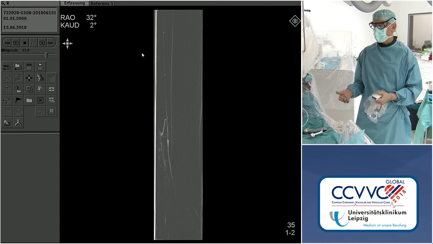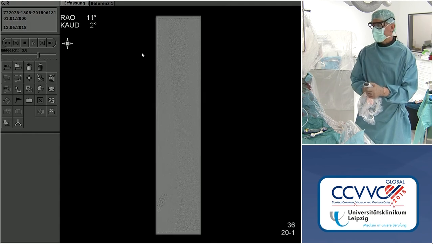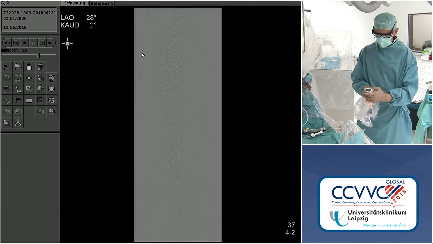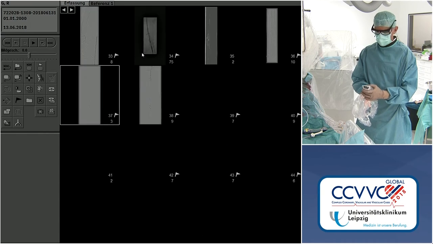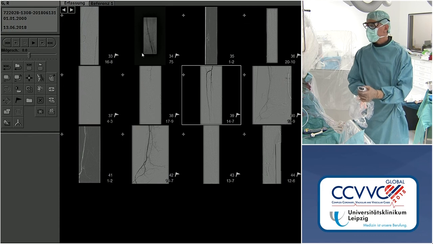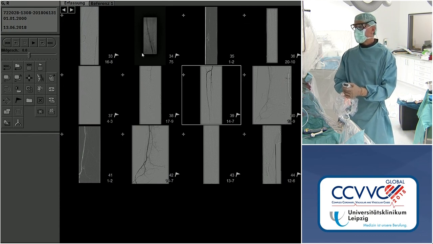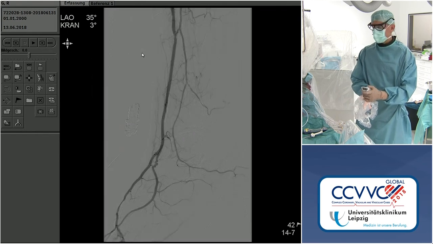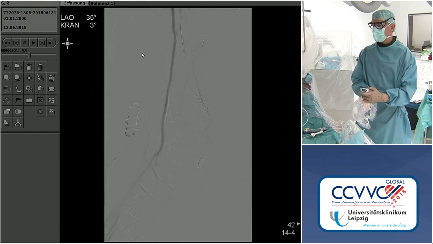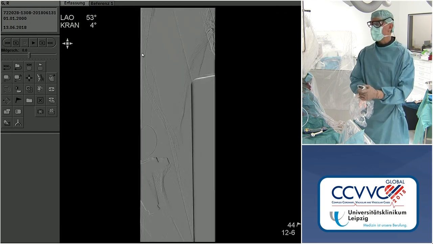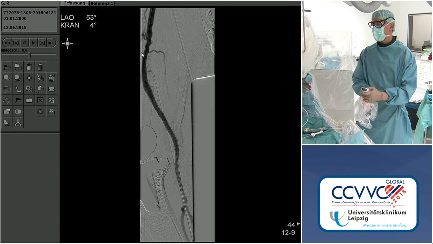Then we went down the peroneal, we took the wire in there and ballooned the disease of the peroneal artery. And now I just want to show you the final result. Just a moment, let me switch here to these angios. So here you can see, I start here with the foot. So this is now the foot angio, and you can see we have a very strong, let me go to the popliteal. So this is now the popliteal segment. I think this is a very nice result now.